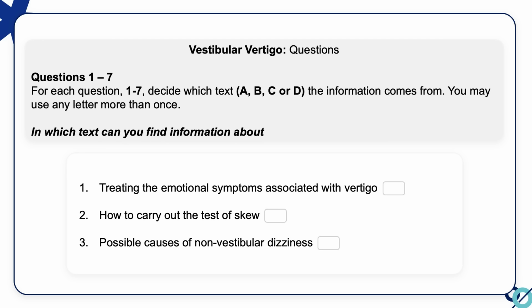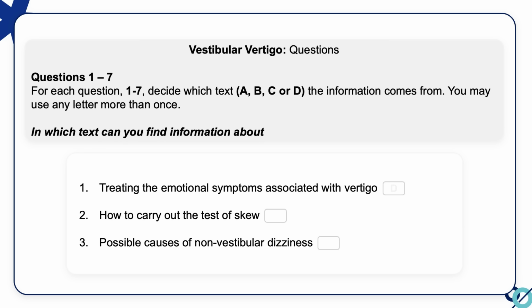Okay, pencils down. That was 15 minutes. Let's see how you did. We're going to go through these answers rapidly. Be sure to check your spelling as we go. A note on strategy for questions 1 through 7. These questions just ask where the information is. You don't need the specific details, just the location.